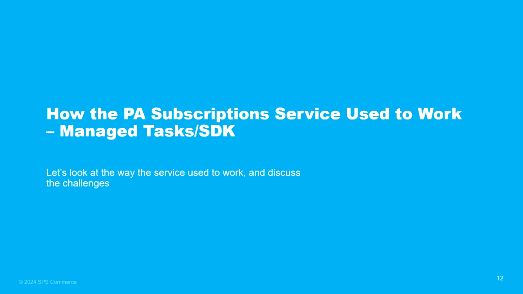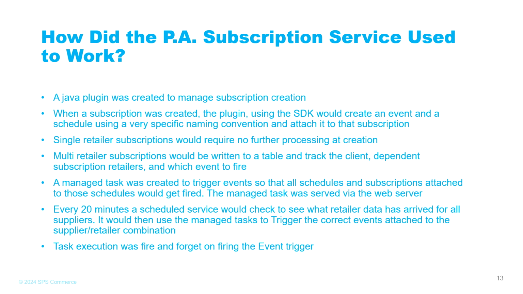All right, so how did the PA subscription service used to work? We have a Java plugin that's sitting on the web server, and a subscription gets created by the user. When that subscription is created, the plugin, using the SDK, would create an event and a schedule using a very specific naming convention, and build that in MicroStrategy. And if it was a single retailer subscription, it just exits out.